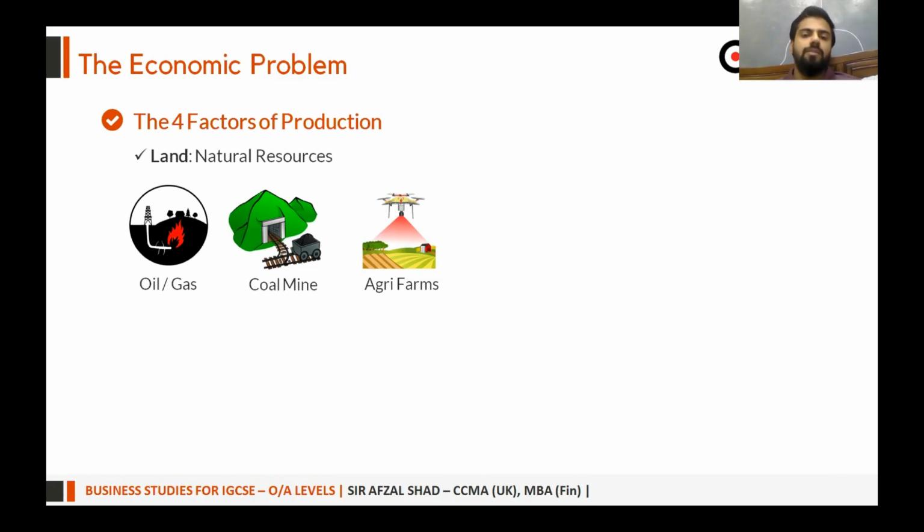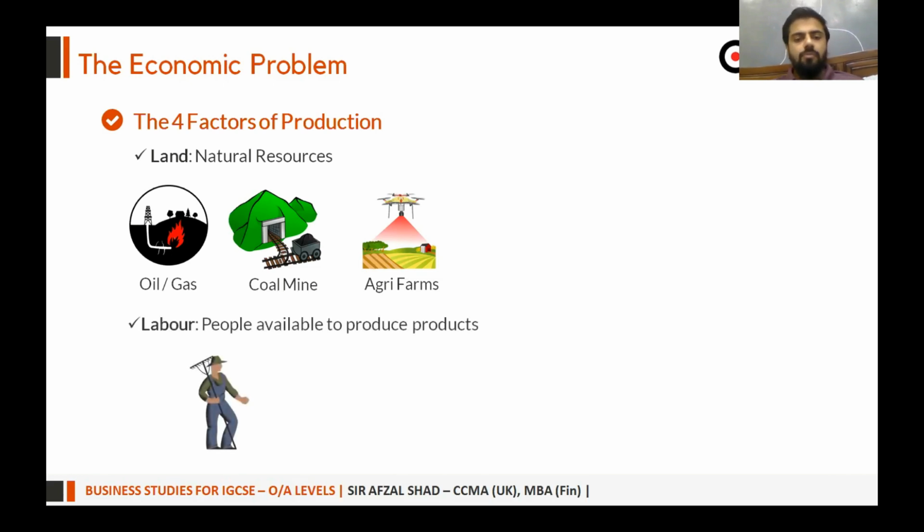So land is the first factor of production, and anything that is coming out of land, either the natural resource or the crops we are growing, and the cattle which are being bred, which are having their food from the land, are known as the natural resource or the natural habitat which we are getting from the land. Second is labor.